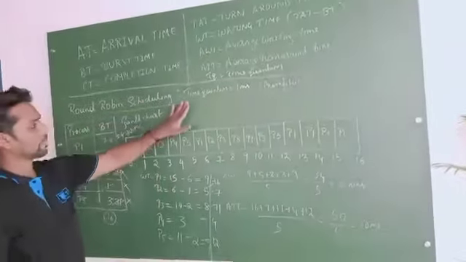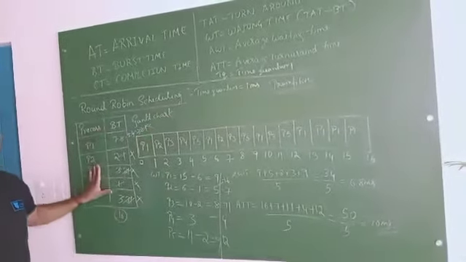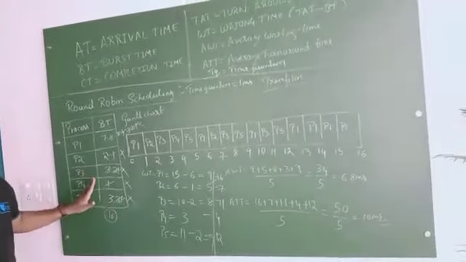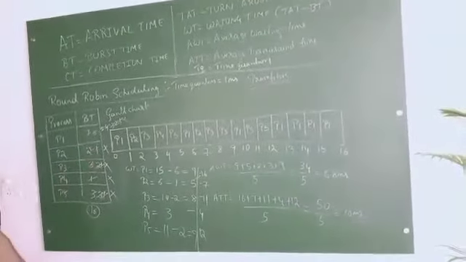So this is your round robin preemptive. Whenever they don't give arrival time, this is the calculation. If they give arrival time, the calculation is different. We'll see that in the next problem.